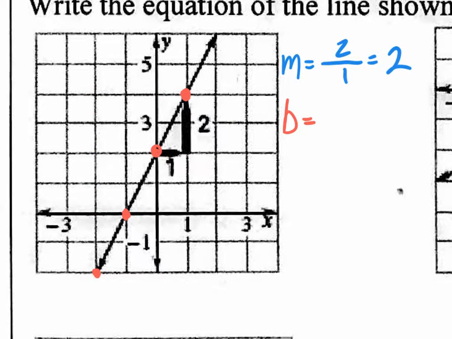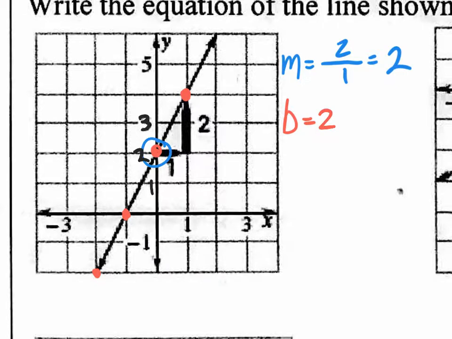So if you did say, oh, it's 6 over 3, it's still going to reduce down to 2 over 1. 6 over 3 reduces down to 2 over 1. Now for the last thing that we need, the b value. The b value, again, is the y-intercept value. So where does this cross the y-axis? It crosses right here. And what is that value? Well, we have 1, 2, 3, and so on and so on. So this is the b value of 2.